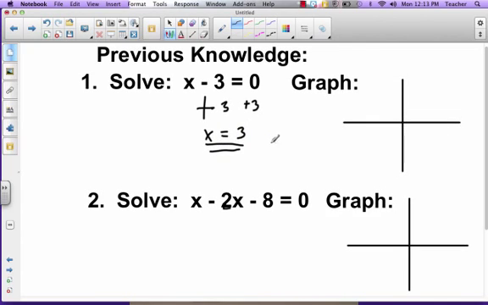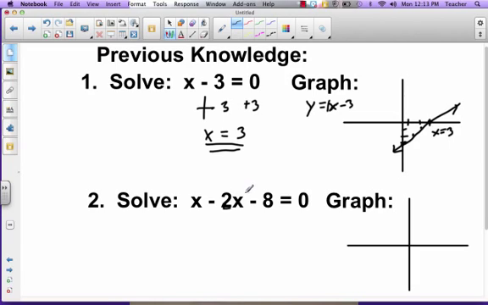Well, remember what that 0 means graphically. If we were to graph y is equal to x minus 3, the y-intercept would be at negative 3, and our slope is 1, so 1x minus 3. As a quick graph, it would look something like this, and it should be a line. On this line, the value of x equals 3 is where it crosses the x-axis, and that's exactly what we're finding.